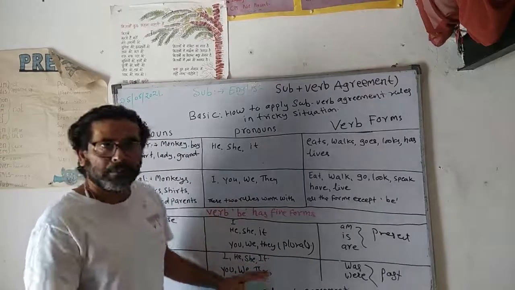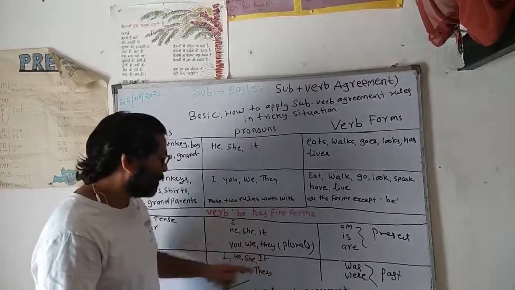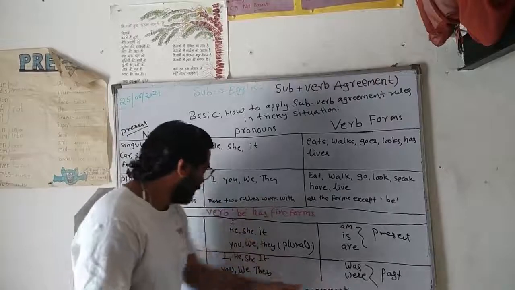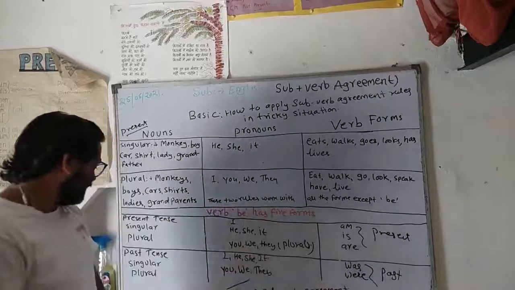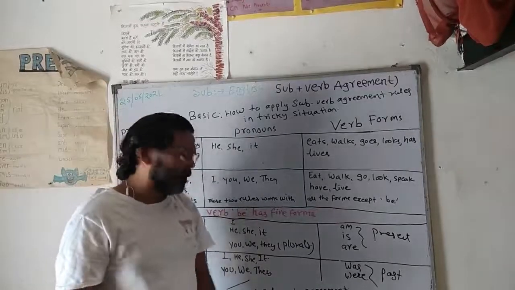These are all plural pronouns. So what do we use with them? Were. So you were, we were, they were. So these are the basic rules of subject verb agreement.